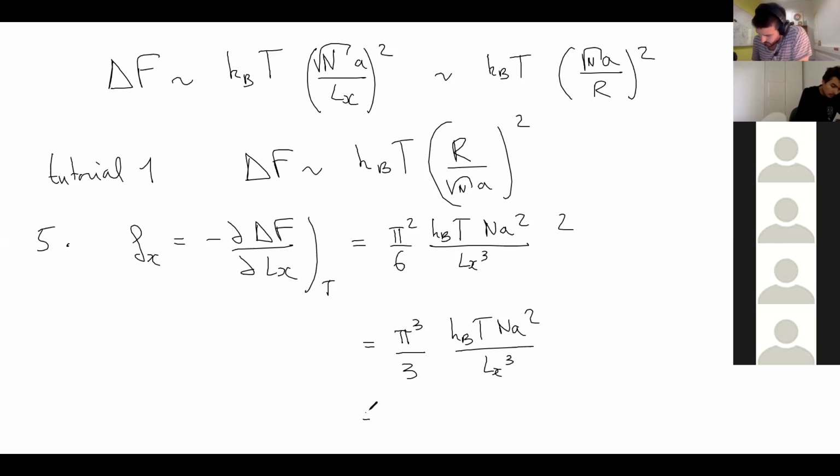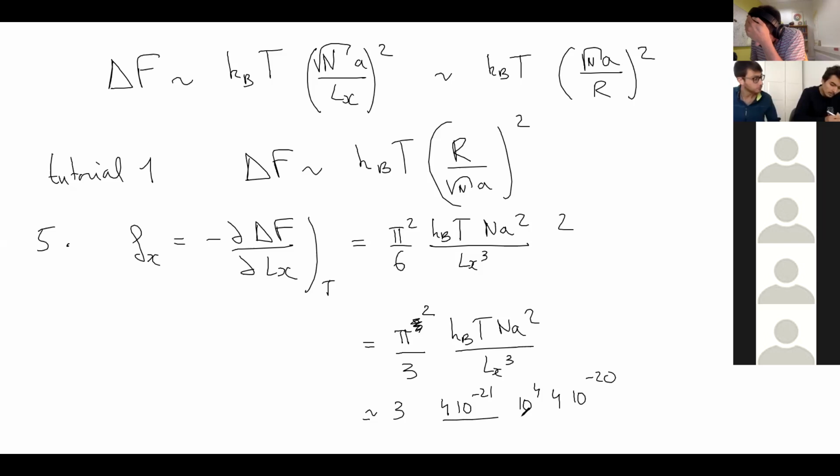Let us estimate things. So this pi squared, sorry, is typically 3. kBT at room temperature is 4 times 10 to the minus 21. N, let's use the same orders of magnitude as previously: 10,000 monomers, each having a size of 1 angstrom, or 2 angstroms in the tutorial. So there is a 4 that appears, a 10 to the minus 20. And Lx, we confine the box by a few nanometers, and in the tutorial they say 5 nanometers. So 5 to the 3, and then 10 to the minus 27.